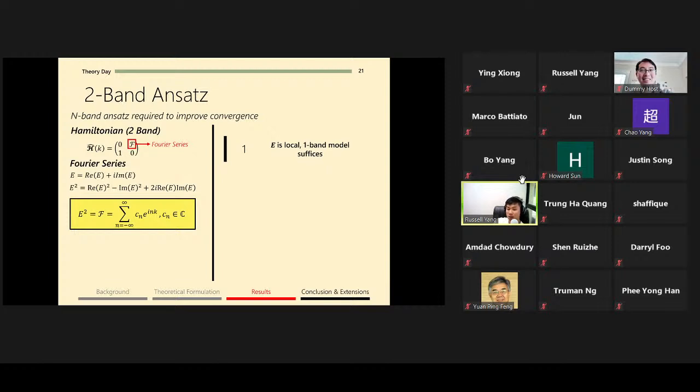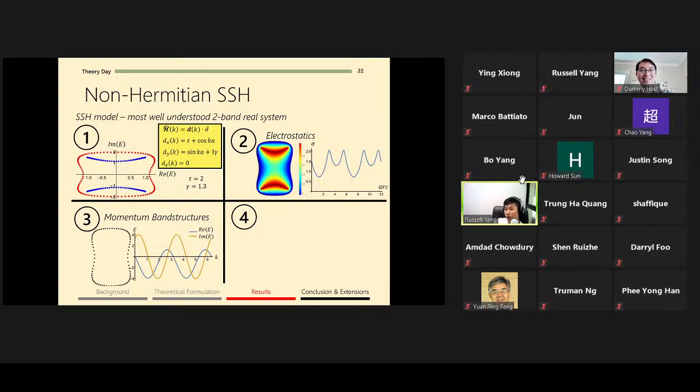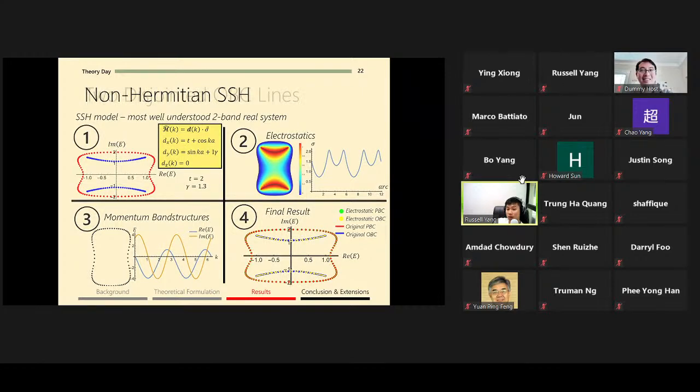But suffice it to say, we can expand the energies E squared instead of E. This is useful when E is non-local, but E squared is local. Notice here that when we plot the momentum band structures once again, the period has sort of doubled, which is reminiscent of E squared. We plot the final band structure in terms of this Fourier series, and we see that we have recovered the band structure successfully.